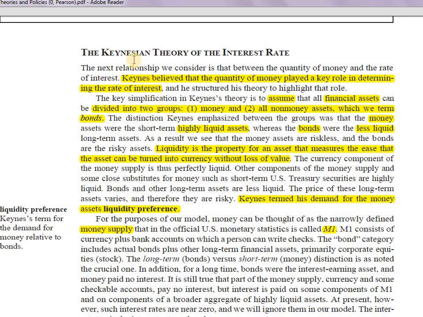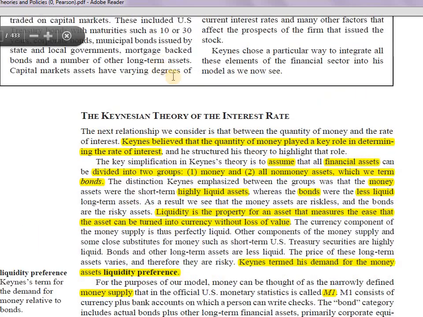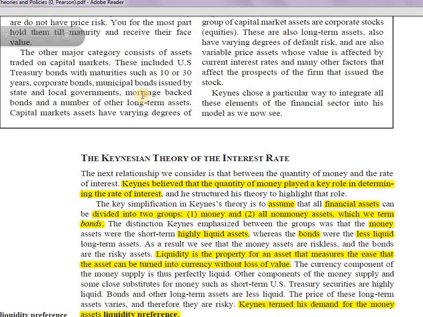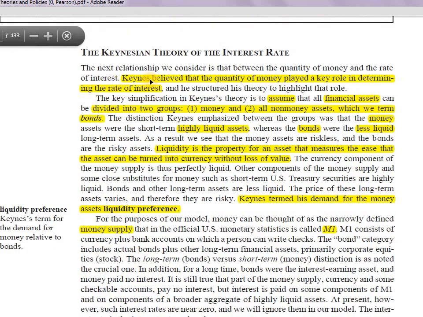Alright, now we are on to the main topic of this chapter and we'll proceed quite smoothly, in a very patient way from this topic onwards. Up till now it was just a revision sort of thing. Alright, the Keynesian theory of the interest rate. Keynes believed that the quantity of money played a key role in the determination of the rate of interest. Please memorize this by heart. Quantity of money plays a very important role in determination of the rate of interest.